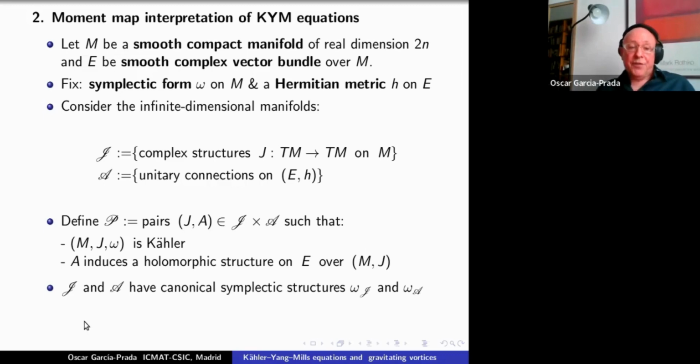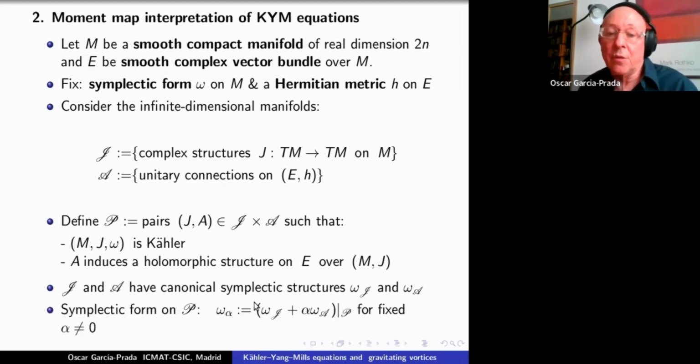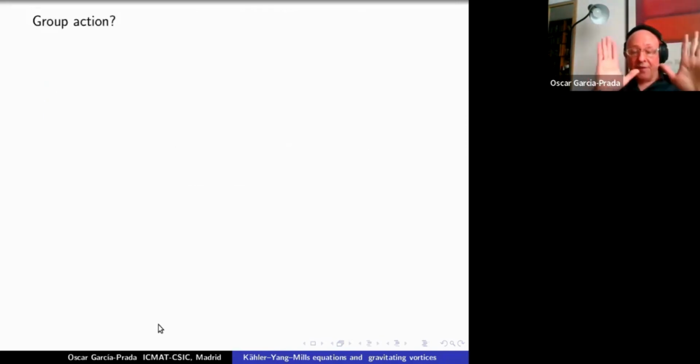So both J and A have canonical symplectic structures that I won't detail here. And the thing is that we can consider, actually on the product, but in particular restricting to P, a symplectic form that is just the sum of the symplectic structure on J, and then we put here some weight, alpha omega A. Alpha is this coupling constant that appears in the equations that we will see. And so that is our symplectic manifold.